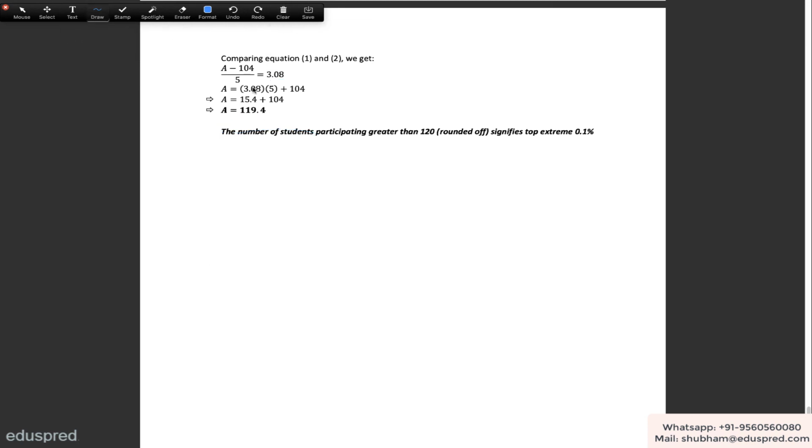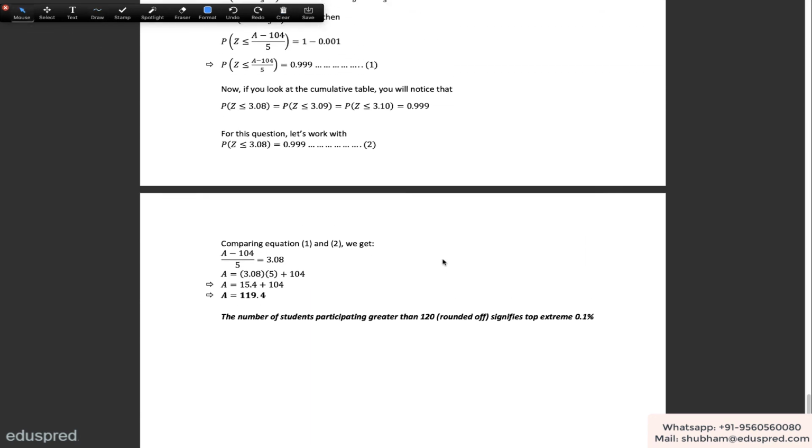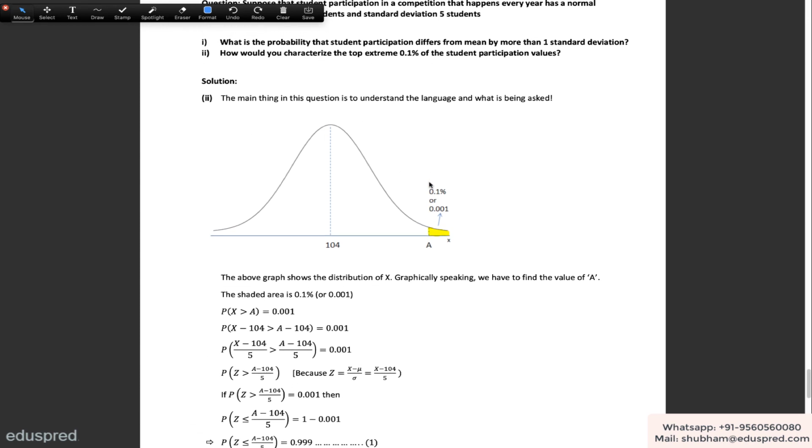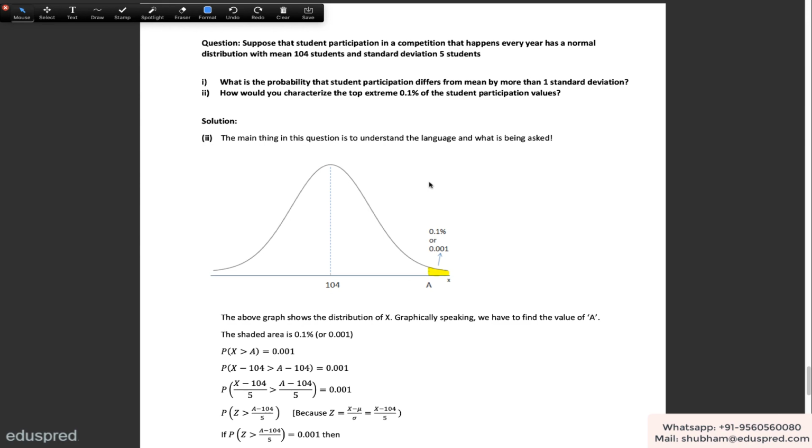And now while writing your final answer, you can do some rounding off over here. So the number of students participating greater than 120, so I have done some rounding off over here, signifies the top extreme 0.1%. Okay, so the right answer is 119.4, but you cannot have number of students in decimals, so I am writing 120 over here. So this value of a is approximately 120, and that's the answer to the second part of this question.